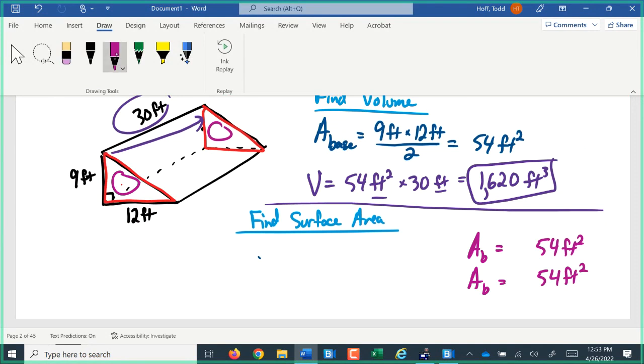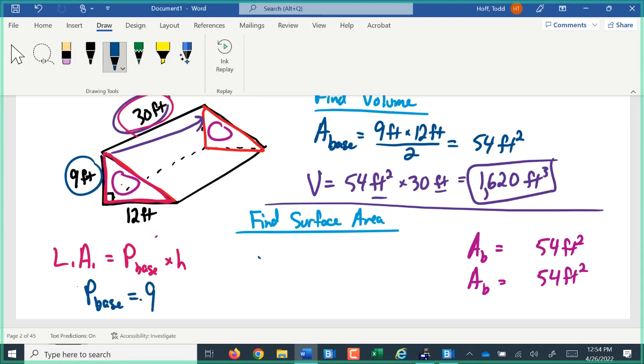Do you do 9 times 30? Well, I need the lateral area. Find lateral area. Remember, I need the perimeter of the base and the height. The height is the 30. The perimeter of the base, that would be this red triangle. Yep. If I go to add that up, I've got 9 feet plus 12 feet plus, I need to know that length. How do I find that length?